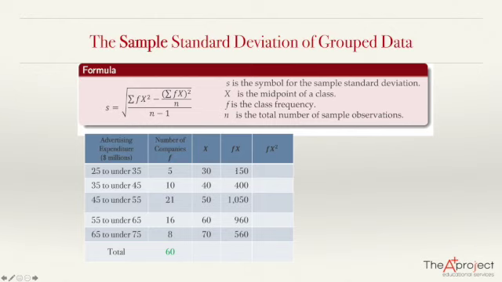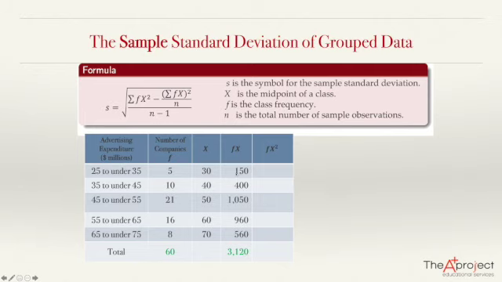So you do this also when you are computing the mean. Remember, you add together all these numbers and divide by the sum of the frequency, by n. Here I'm going to add all these numbers because I need it in the formula, the sum of the fx. So if I add together 150 plus 400 plus 1050 plus 960 plus 560, the answer is 3120.